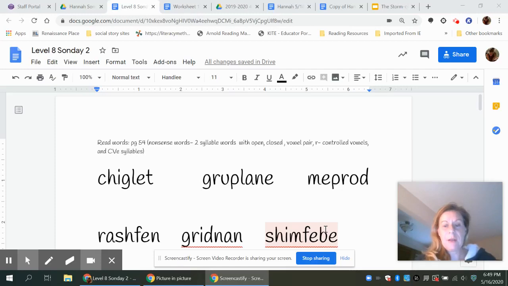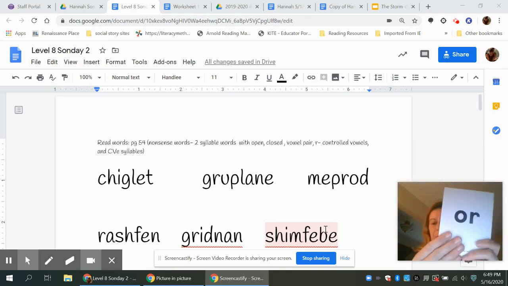Have a sheet of paper and a pencil. If you need to stop this video at any time, go ahead and pause it and replay it when you're ready to keep going. So the first thing we're going to do is do our sounds, and we're going to start with our R controlled sounds.